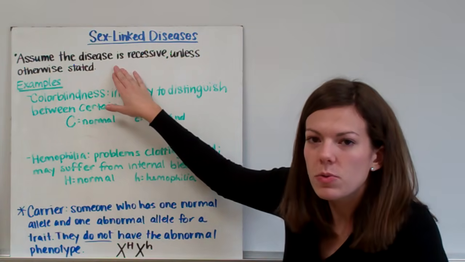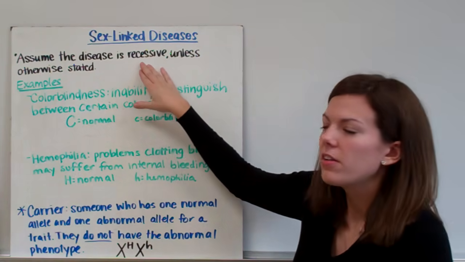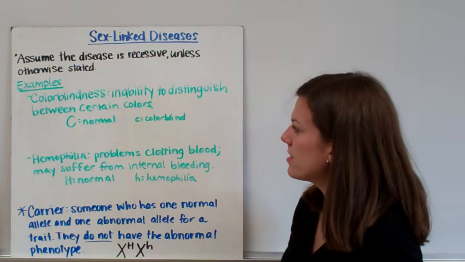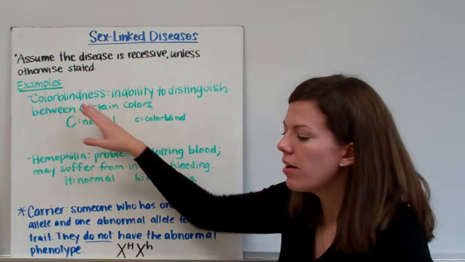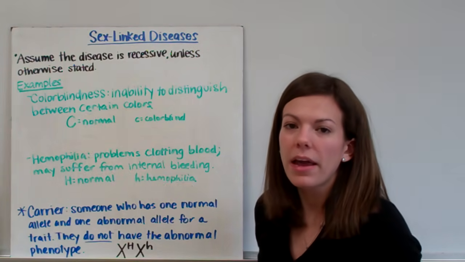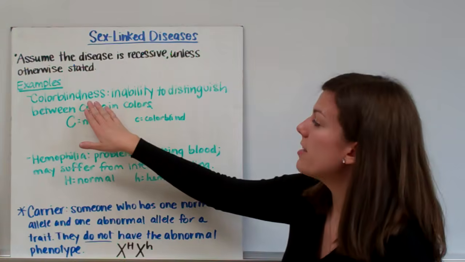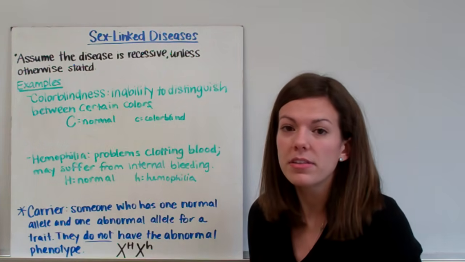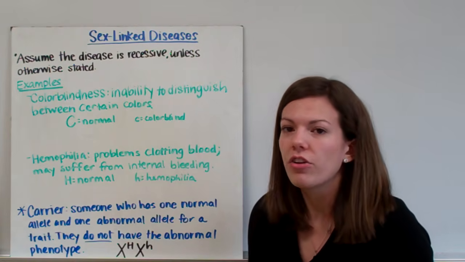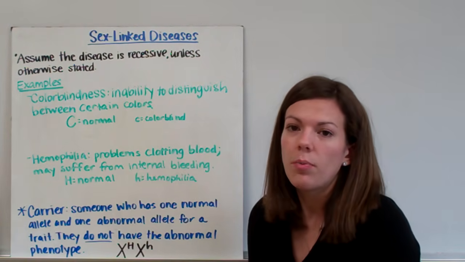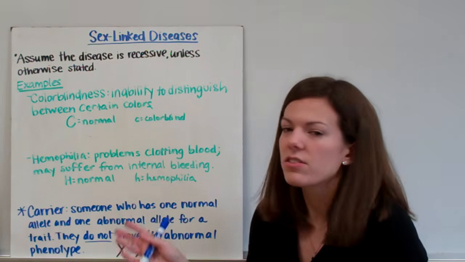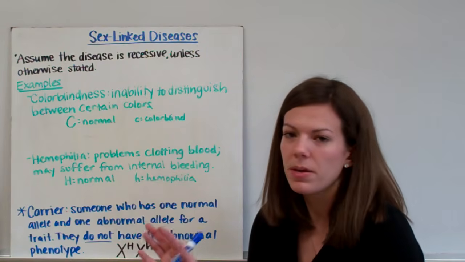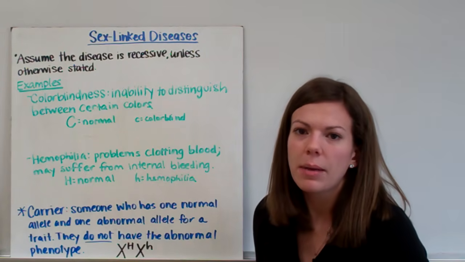Assume that any disease, when we say it's sex-linked, is recessive, unless it's otherwise stated in the problem. So here's some examples of sex-linked diseases. One is color blindness. If you're colorblind, that doesn't mean you see the world in black and white. Color blindness is simply the inability to distinguish between certain colors. For example, you might not be able to tell the difference between red and green. If you see a pattern of red and green, while somebody might see stripes and dots or splotches, somebody who's red-green colorblind may be unable to see those stripes and splotches because the red and the green all look kind of like the same color.